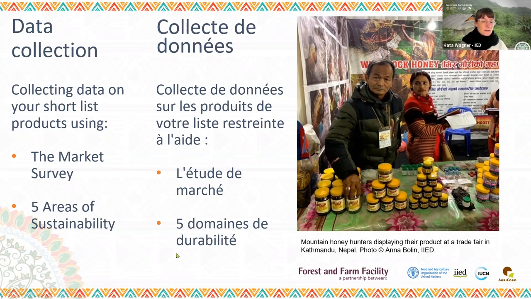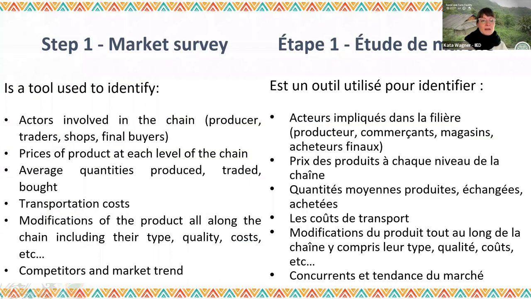Just to talk a little bit more about the market data. This is really a tool that entrepreneurs use to follow the product market chain from producer to consumer. In this setup, they will have to look at the prices of the products, the average quantities produced and traded, the transportation costs, any modifications to the product along the chain, and look also at competitors and some market trends. They will have to do this for each actor involved in the chain. It really helps for them to draw a market chain diagram to show all the main actors in the market, how they're related to each other and the role they each play.